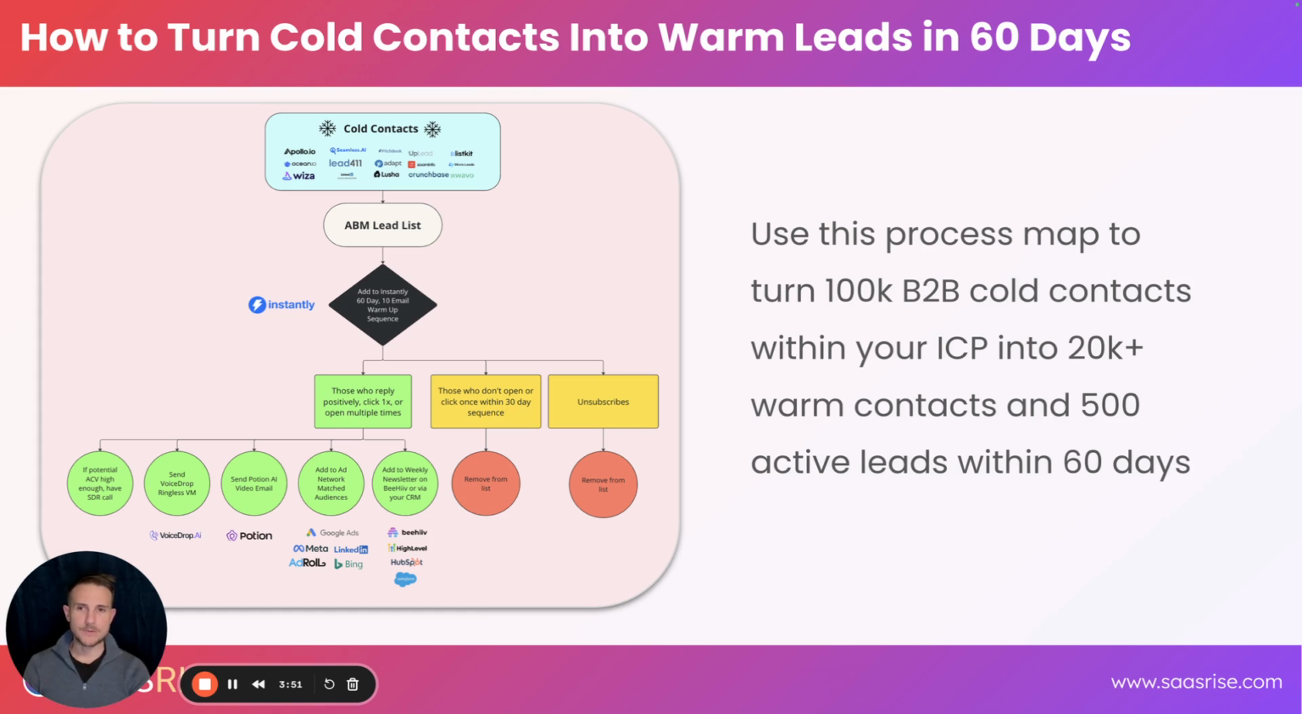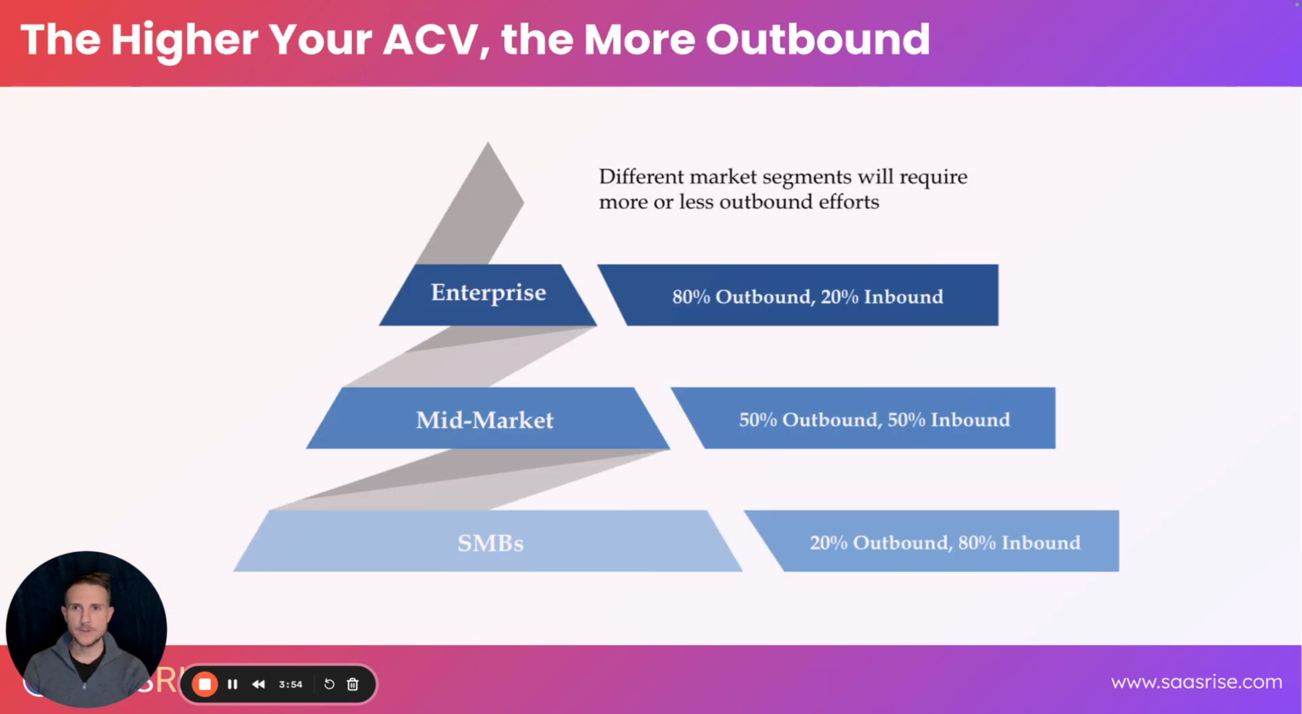Or if they unsubscribe, they, of course, get removed from the list as well. So this is how you do it. The higher your ACV, the more outbound you're going to do.